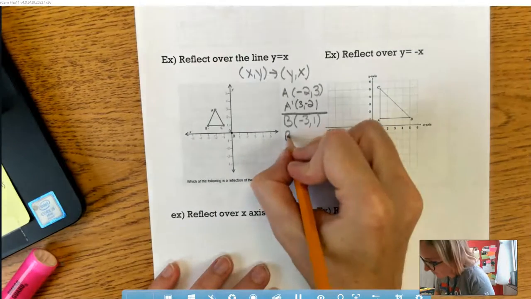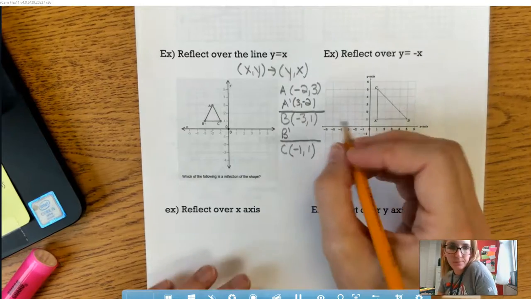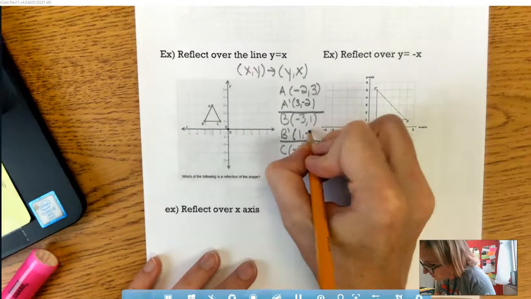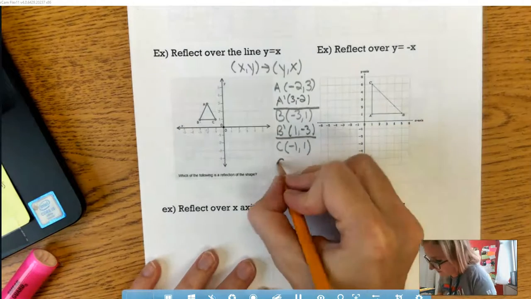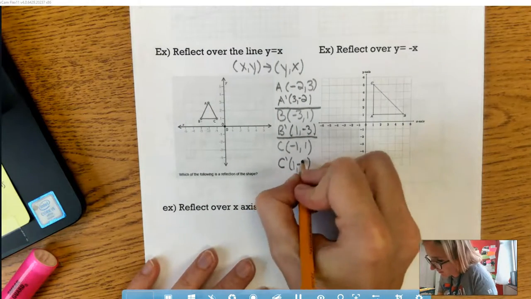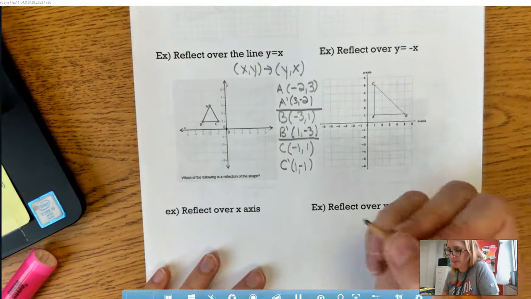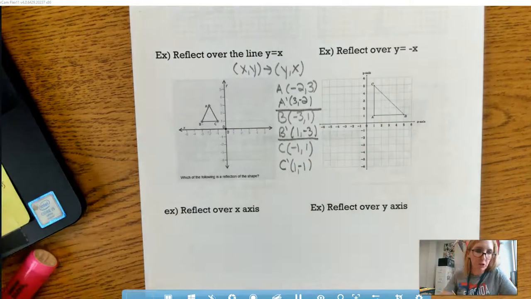All right, what about B prime? If I flip these two, I'm going to have 1, negative 3. And if I flip these two, I'm going to have 1, negative 1. All right, go ahead and plot the new image points and we'll see if it looks like a reflection.